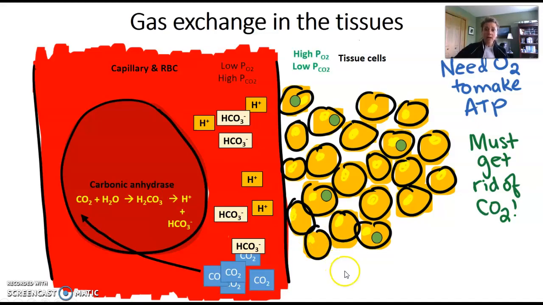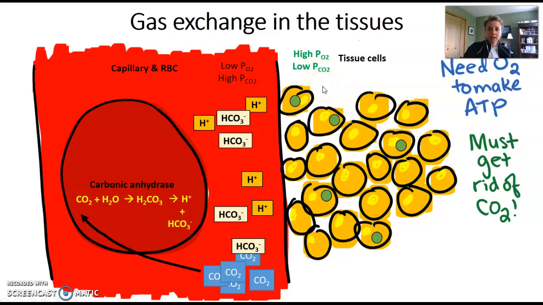So now our blood has changed. We now have a low PO2, so we have less oxygen than we did before, and we have a high PCO2. Even though my carbon dioxide has been separated into some ionic components, we can still say that we have a high PCO2 here. While now in my tissues at this moment, we have a high PO2 and a low PCO2.